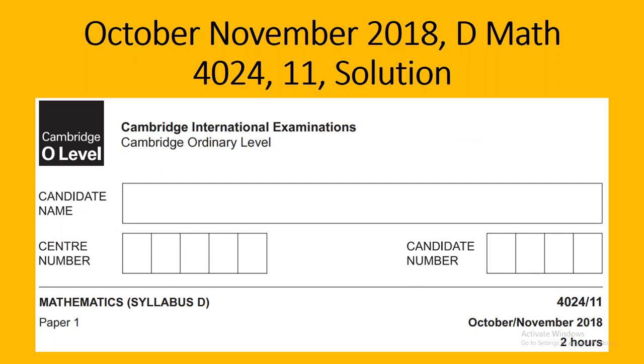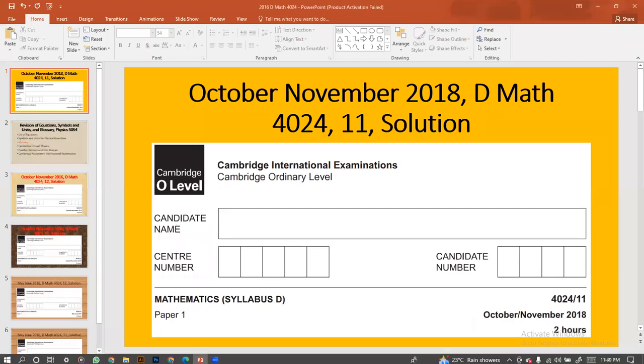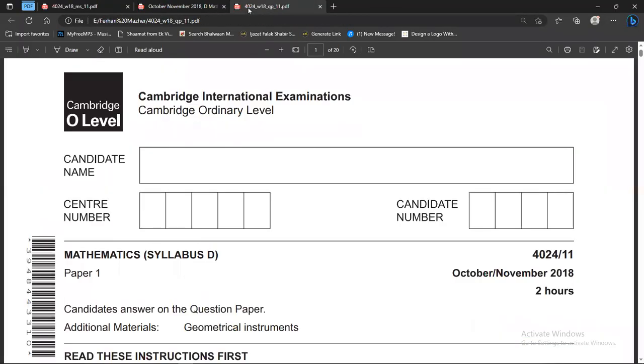Mathematics Syllabus D. We also call this DMaths 4024. Today we have set our hearts to solve a paper 1, and for this purpose, we have selected the October November 2018 paper 1. This paper 1 belongs to Zone 1. The time allowed for this paper is 2 hours, and in this paper the calculator is not allowed. So let's start today's paper.